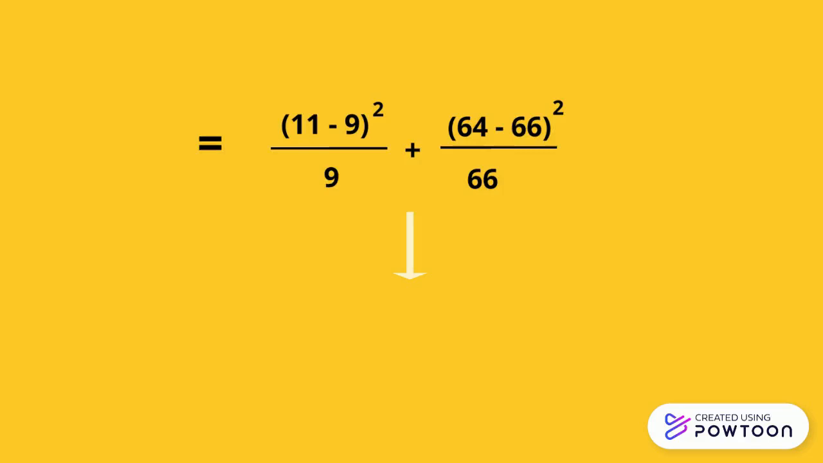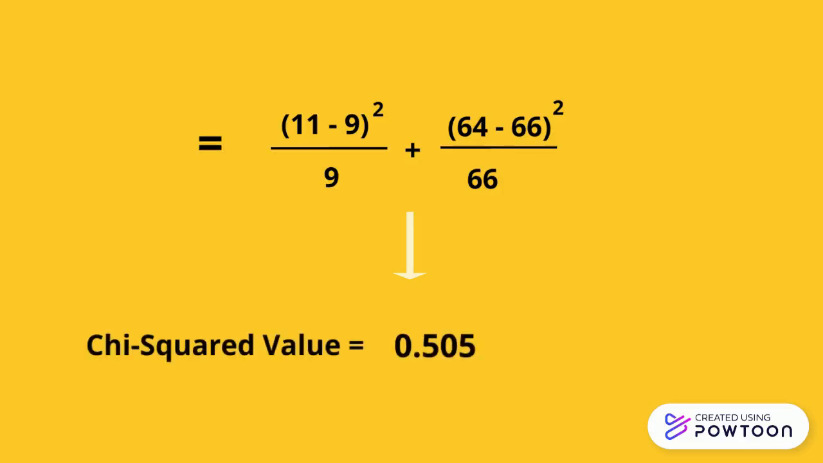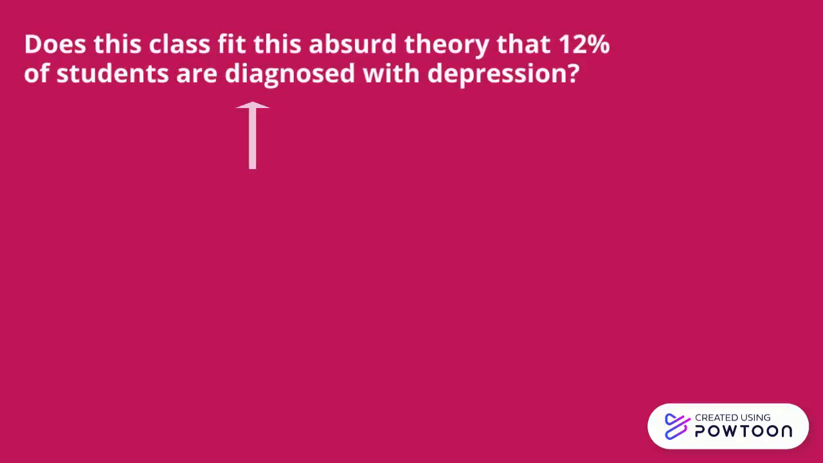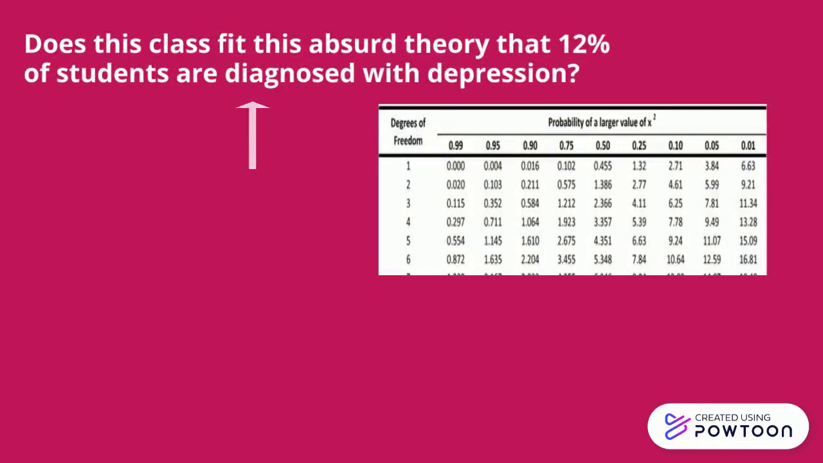After calculating this math, we get 0.505. To determine the question above, we will need to use the table in order to find our special number by applying our degrees of freedom and our level of significance.